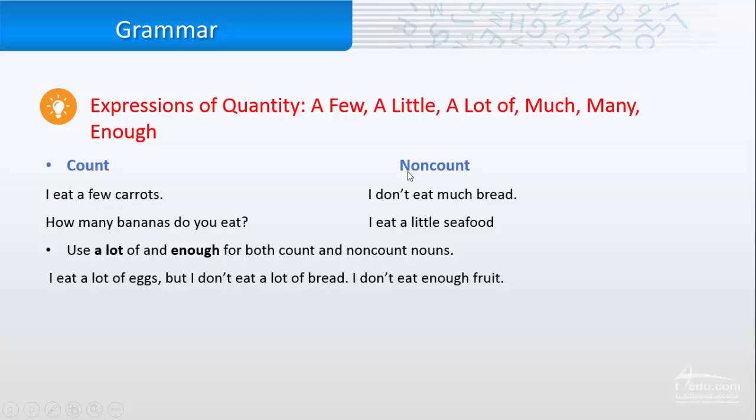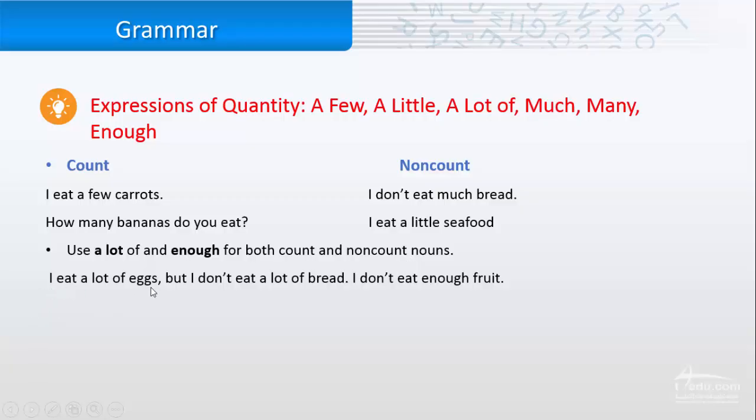The non-count, like for example, I don't eat much bread. You cannot count the bread. I eat a little seafood. You cannot count the seafood itself. So we use a lot of and enough for both count and non-count nouns, okay?